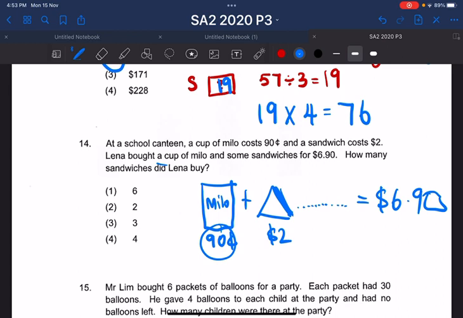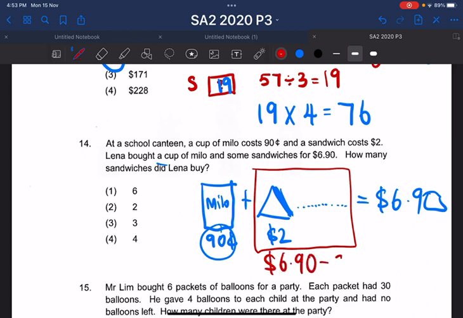Okay, now $6.90. Why don't we just find out all the sandwiches first without the Milo? So what I'm going to do is take $6.90 minus away the Milo. Now why do I do that? Because I don't want the Milo to be counted anymore. I just want to see how many sandwiches I can buy, right? So I take away the Milo, 90 cents. And mental sum tells me $6.90 minus 90 cents will give me $6.